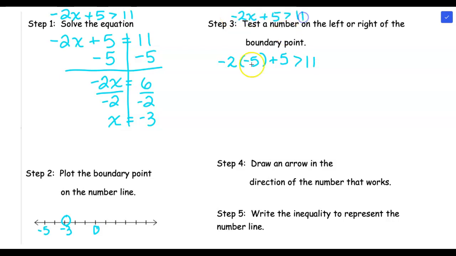because my original inequality was negative 2x plus 5 is greater than 11. When I do that, I have negative 2 times negative 5 is positive 10. 10 plus 5 is 15. And 15 is greater than 11. So it seems like negative 5 is a number that works.